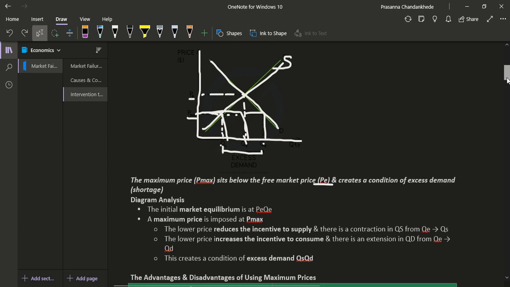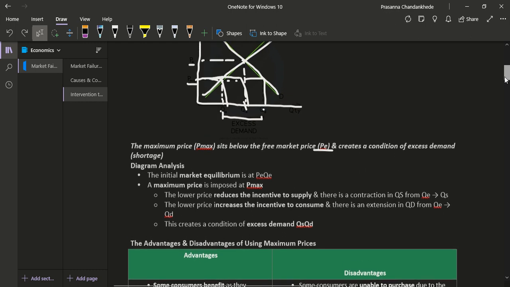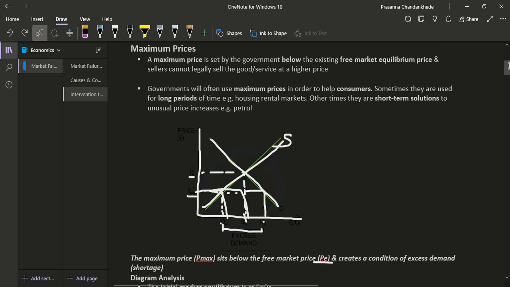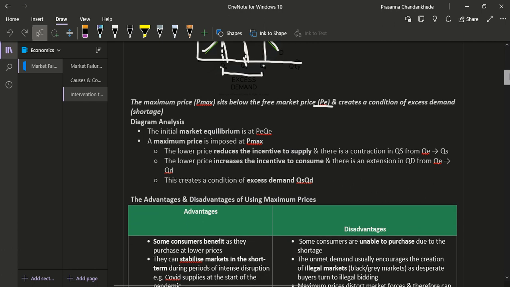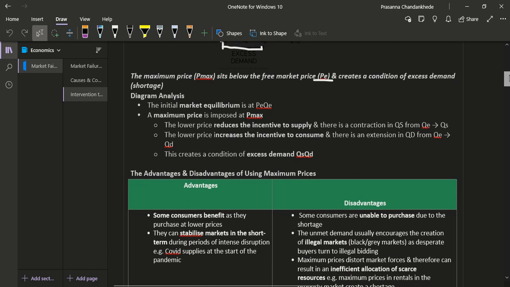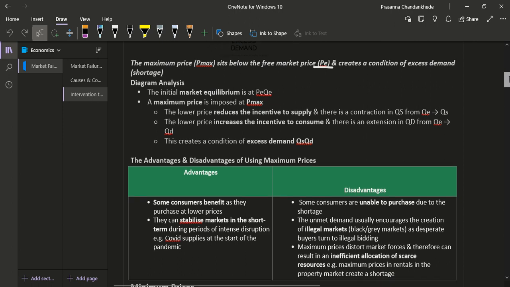Diagram analysis. The initial market equilibrium has PE, QE. The maximum price is imposed at Pmax. The lower price reduces the incentives to supply, and there is a contraction in QS from QE to QS. The lower price increases the incentives to consume, and there's an extension in QD from QE to QD. This creates a condition of excess demand, QS to QD. So whenever they say excess demand, remember it's shortage.